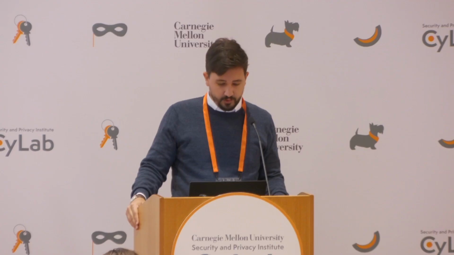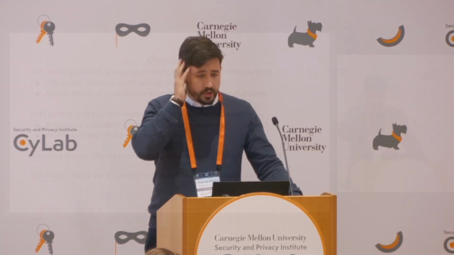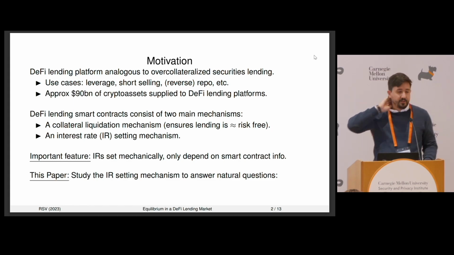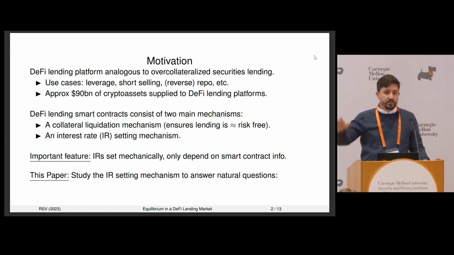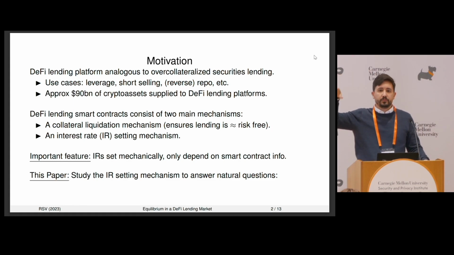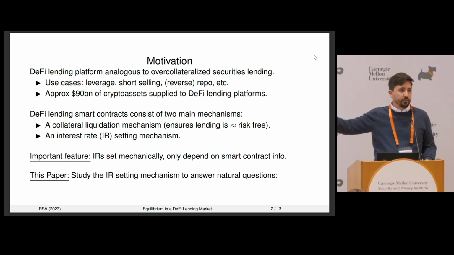This is a paper about DeFi lending. So this is DeFi lending of fungible cryptocurrencies and stablecoins, unlike the NFT lending we talked about this morning. And this is joint work with Fahad and Quentin. All right, so just a quick recap, right? DeFi lending, when we think about it, is sort of the blockchain's version of over-collateralized securities lending.